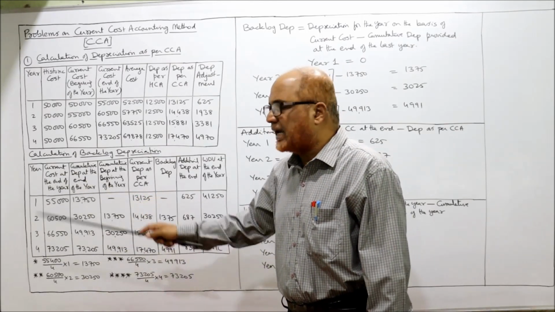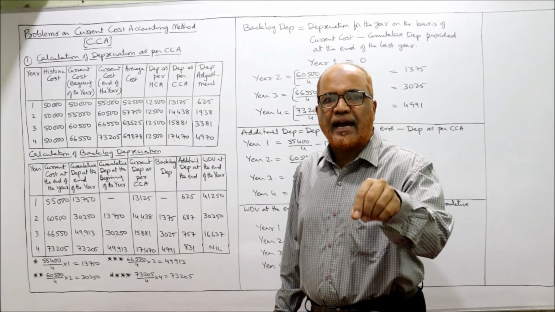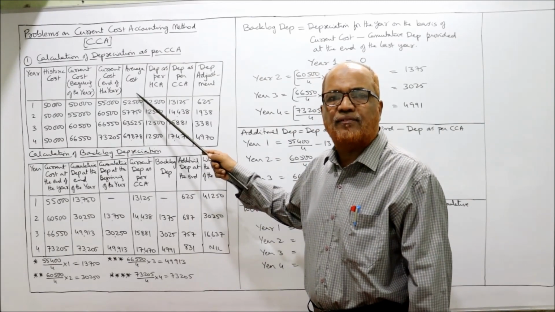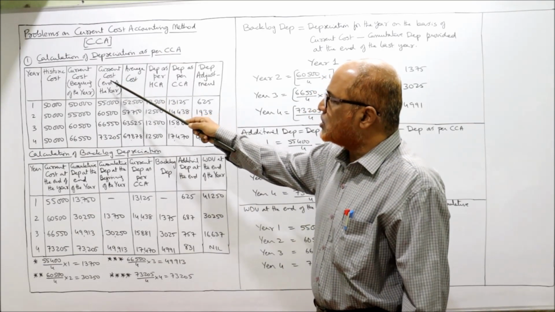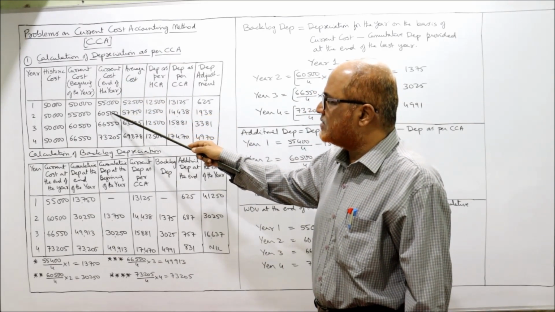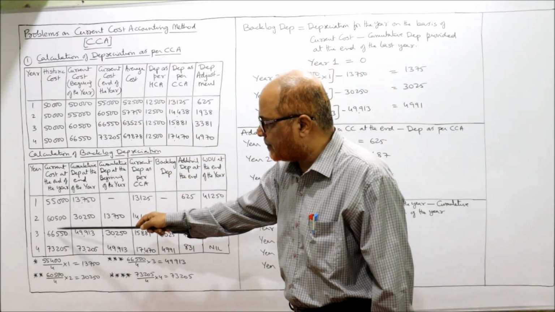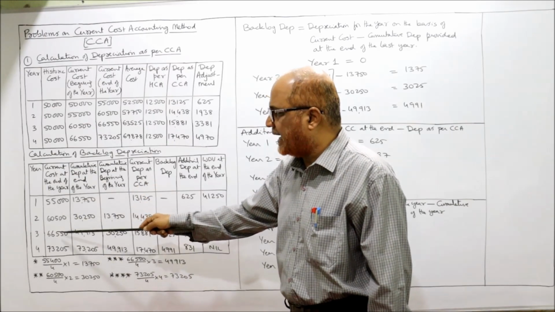Now current cost at the end of the year. The current cost of the machine at the end of the year, we have already calculated in the first table. What is the current cost at the end of the year? 55,000, 60,500, 66,550, 73,205. Copy down these values here. These are the current cost at the end of the year.